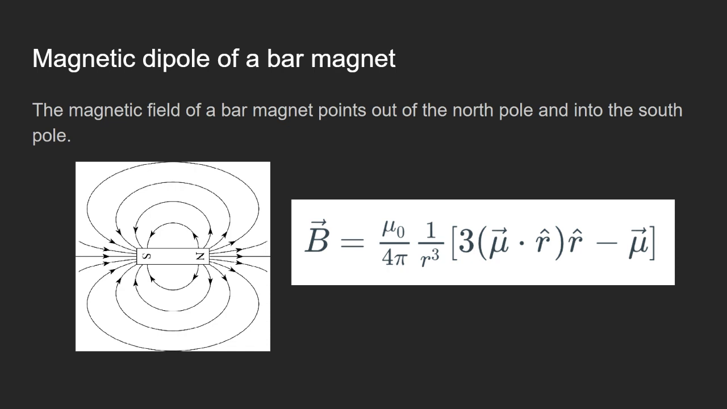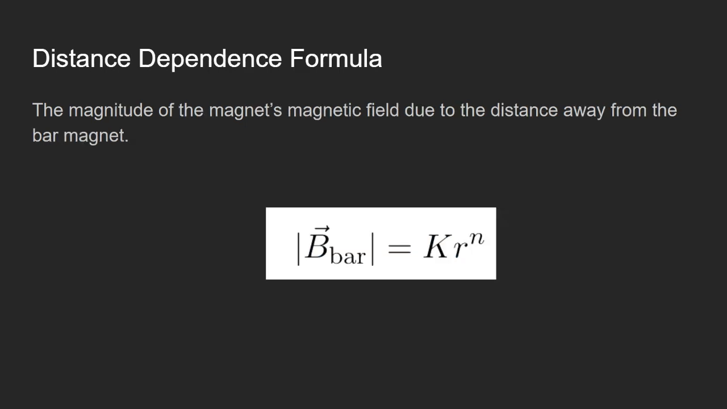The magnetic field of a bar magnet points out of the North Pole and into the South Pole. You can see on the bottom of the photo, the vector is pointing out of north and into the south. And the B vector will be equal to mu naught over 4 pi times 1 over r cubed multiplied by 3 times the dot product of the mu vector and the r hat vector multiplied by the r hat vector, minus mu.